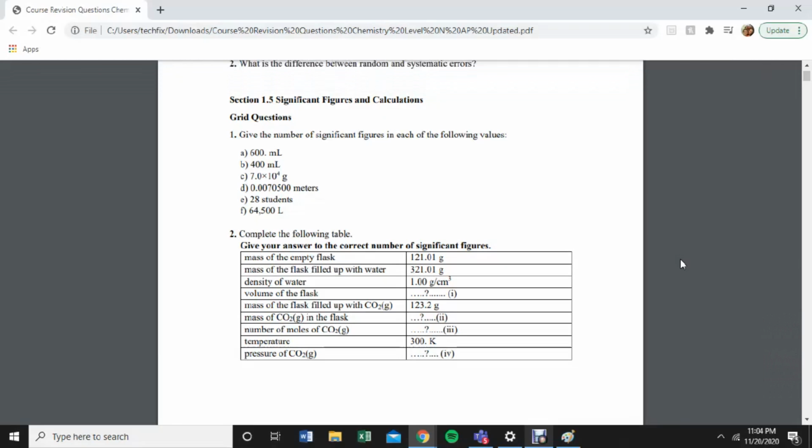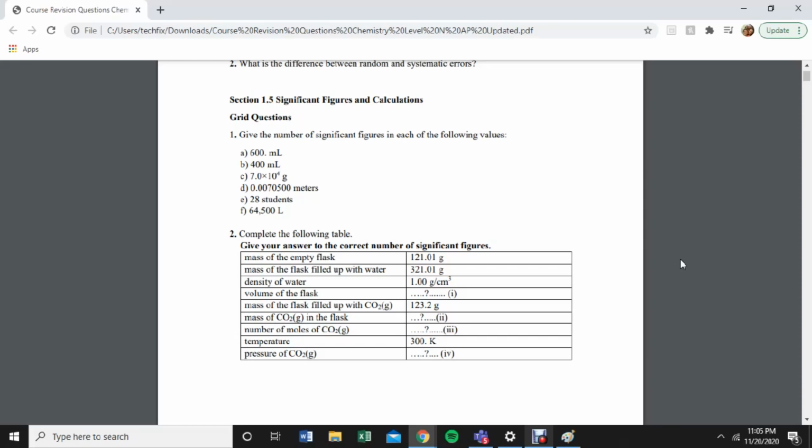Hello everyone, today I will be explaining and solving chapter 1 of the course division questions for chemistry, which is basically about significant figures and calculations, so it's not super hard, it's easy to grasp. Okay, for significant figures, there are just a couple of rules you need to remember.